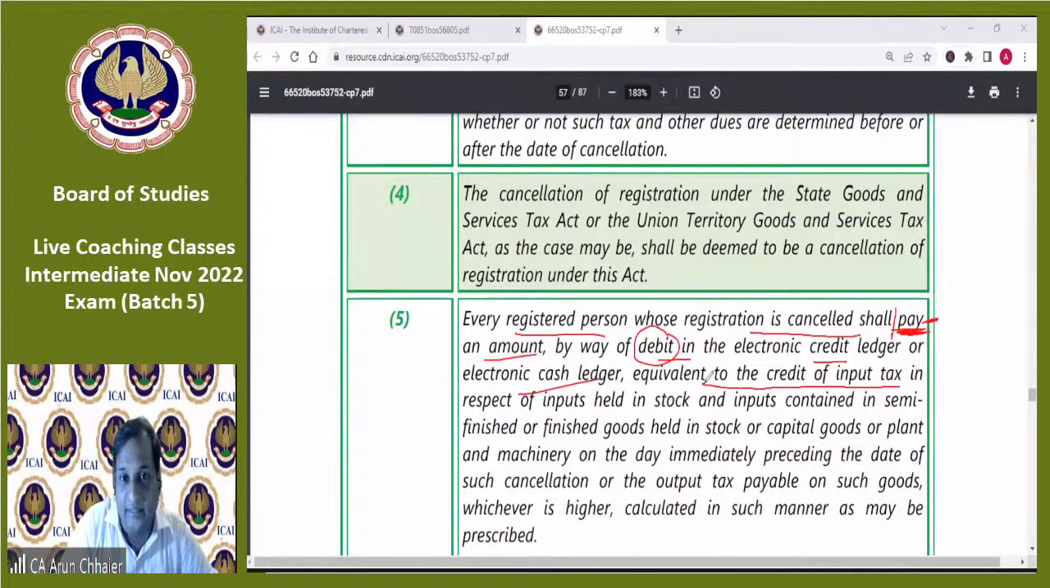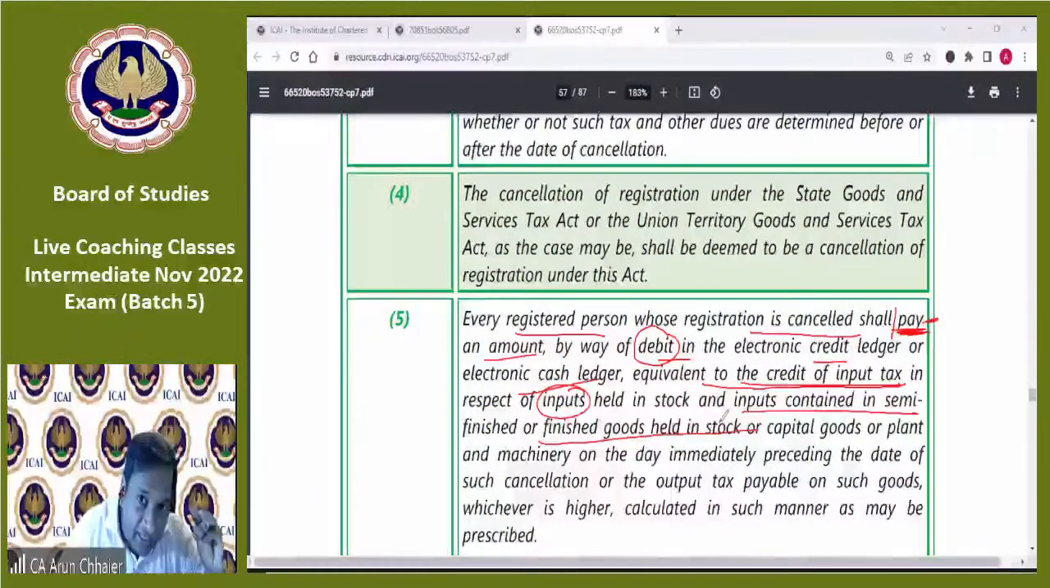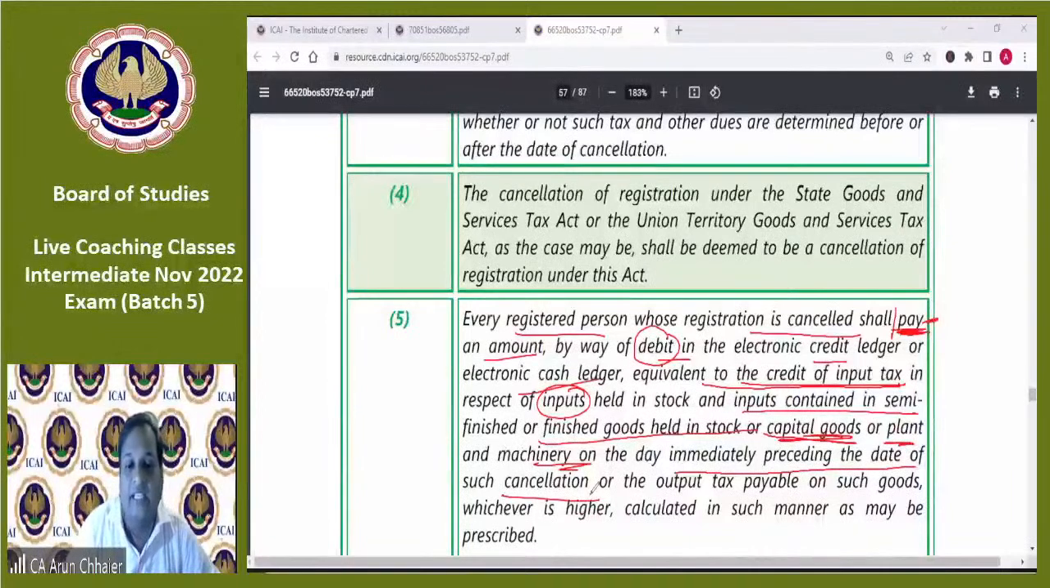Equivalent to the credit of input tax in respect of inputs held in stock, inputs contained in semi-finished or finished goods held in stock. Whatever the GST ITC is lying in hand equivalent to the stock, that amount has to be paid. Or capital goods or plant and machinery on the day immediately preceding the date of such cancellation.